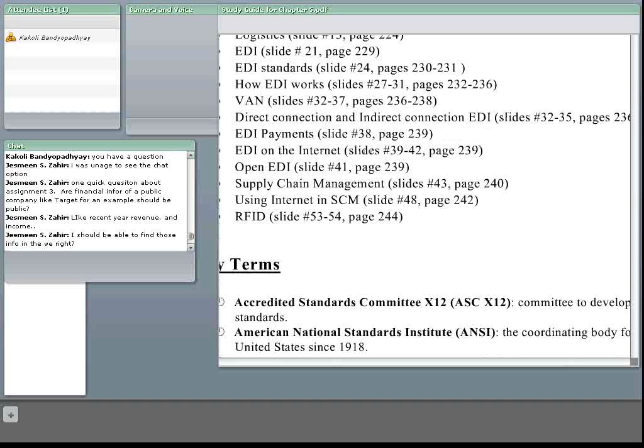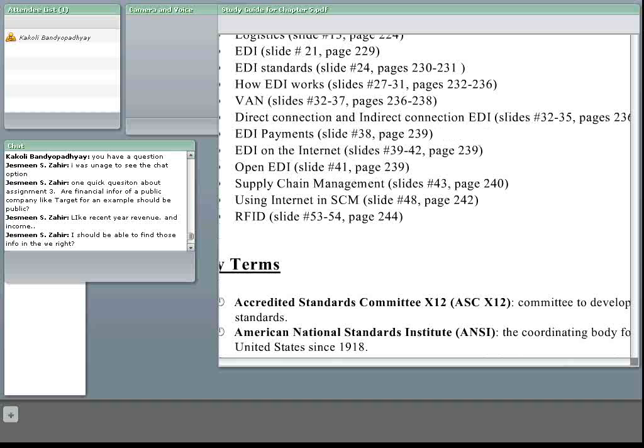Okay. EDI on the internet is also called open EDI or web EDI. This is basically data exchanged over the internet, instead of using an expensive leased line. When the EDI transaction sets are exchanged over the internet, it's called EDI on the internet, or open EDI or web EDI.